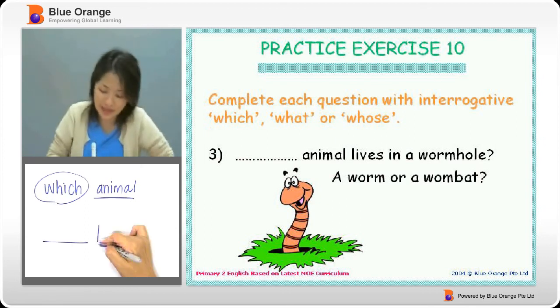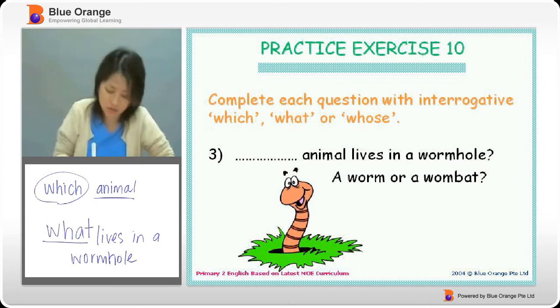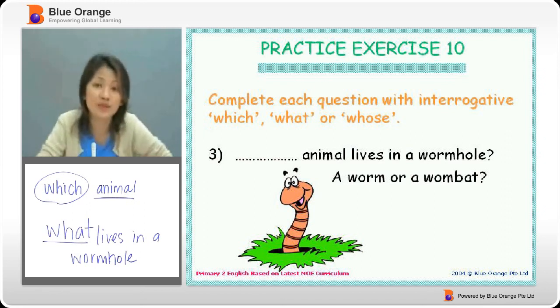But if I don't want animal, I want something that lives in a wormhole, it will be what lives in a wormhole. So it really depends on how the question is phrased. So in this case, which animal lives in a wormhole? A worm or a wombat?